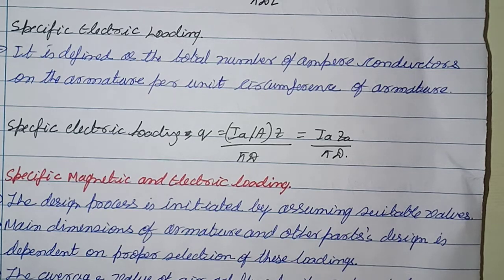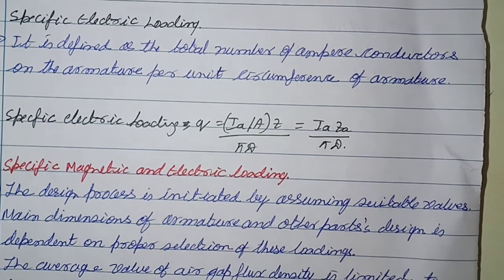So the first step itself, that is the design process, is initiated by assuming suitable values. Suitable values of what? Suitable values of the specific magnetic and specific electric loading. So that is the assumption. We only start by assuming some values for these. If we can make technically correct assumptions, then the design would be the good, or you can say the best one. So that is very much important.